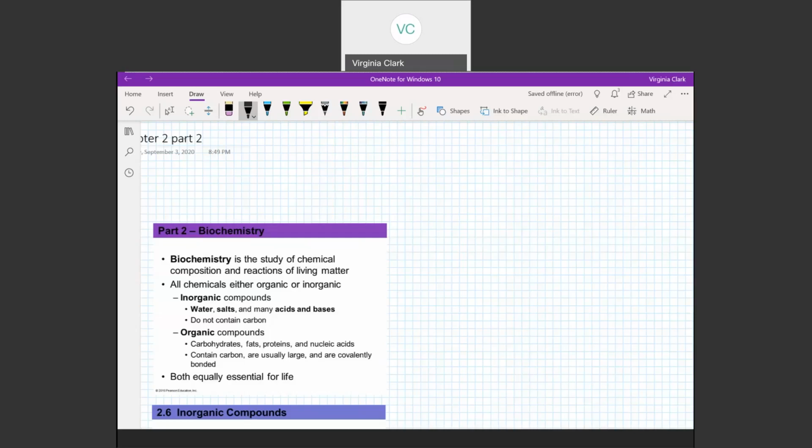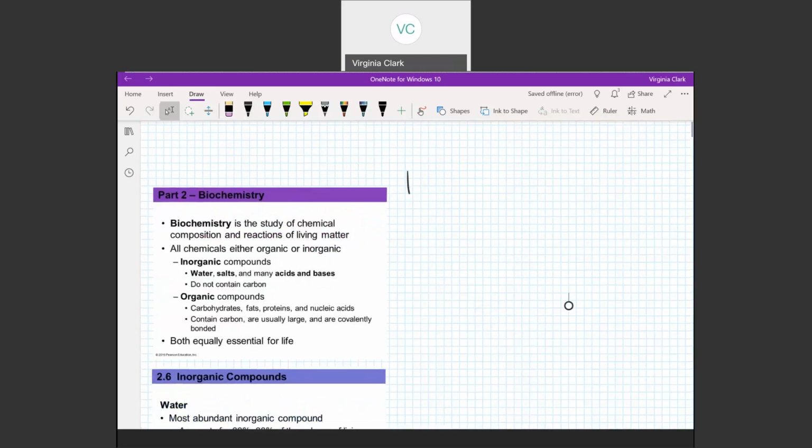Okay, Chapter 2, Part 2. This is the study of biochemistry. And when we're looking at biochemistry, it's important to remember that it's going to be slightly different than everything we've talked about. It'll go a little bit deeper. What's important about biochemistry is this definition right here. It is the study of chemical composition and reactions of living matter.